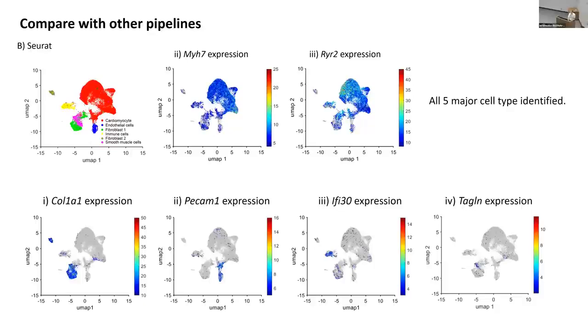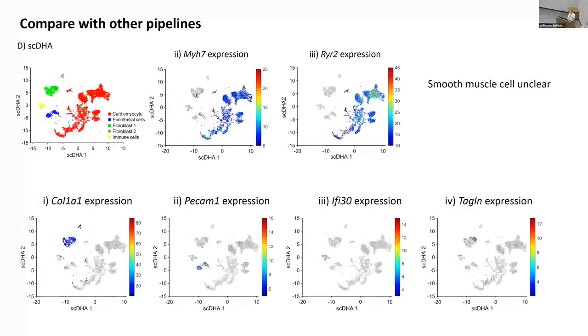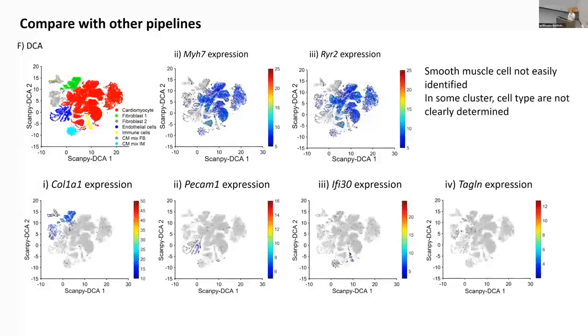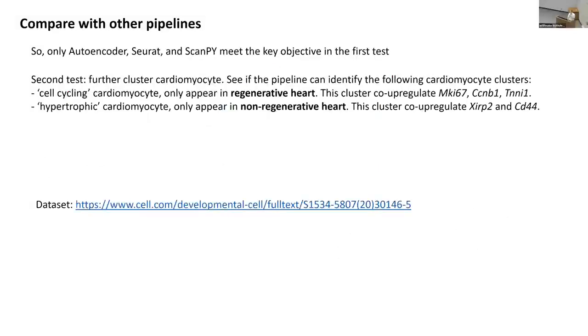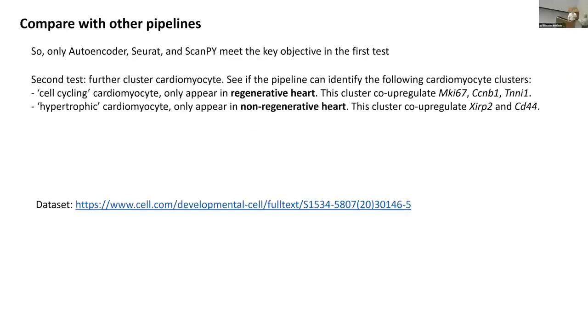And then the same test with the other tool, CellRad. And then with scanpy, we see all 5. With the other tool, we usually lose smooth muscle cells. And in some cases, a cluster includes a mix of cell types, which we know is not the case. So the only 3 left are autoencoder, CellRad, and scanpy. And then the second test is to identify.